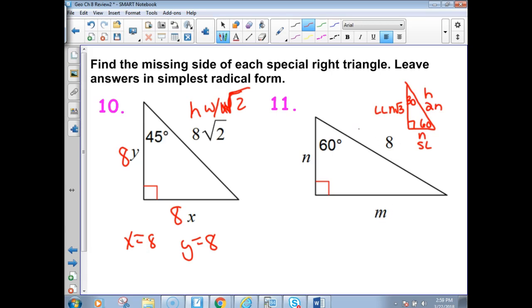This is your hypotenuse. So the rule says in the list, take your hypotenuse and divide it by 2 to get the short leg. So 8 divided by 2 would give you n, which would be, of course, 4. Then to get the long leg, you multiply that short leg by the square root of 3, so 4 root 3 for m.